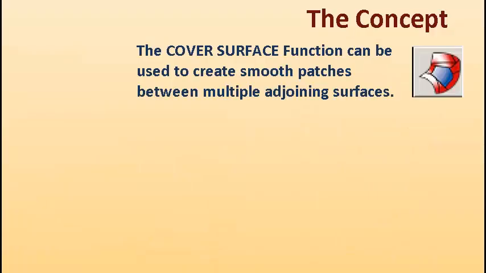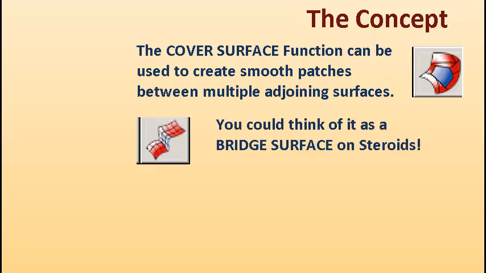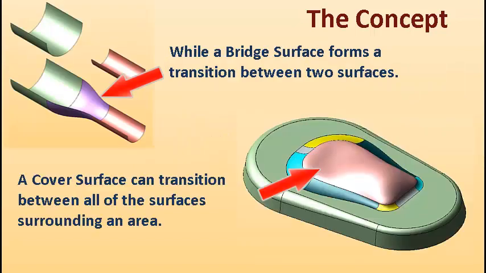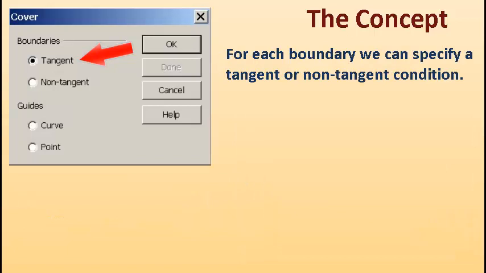Cover surface function can be used to create smooth patches between multiple adjoining surfaces. You could think of it as a bridge surface on steroids. While a bridge surface forms a transition between two surfaces, a cover surface can transition between all of the surfaces surrounding an area. For each boundary, we can specify a tangent or non-tangent condition.